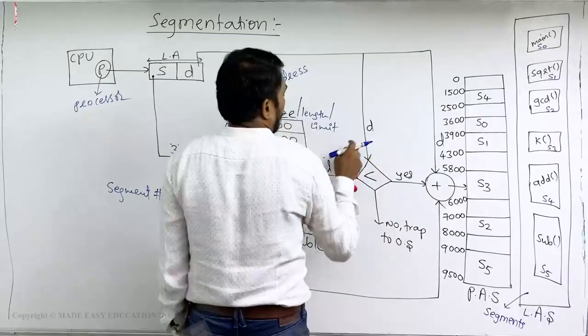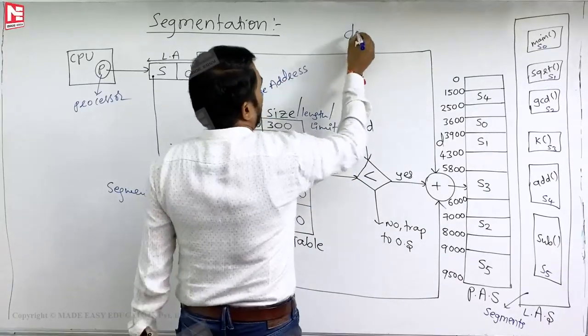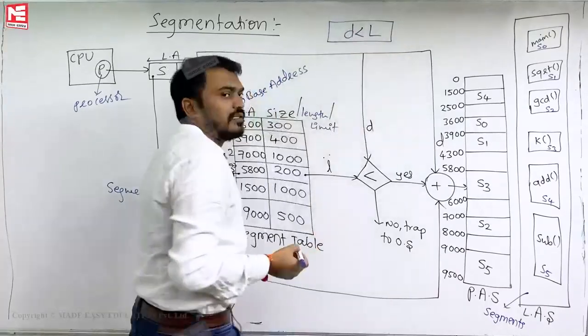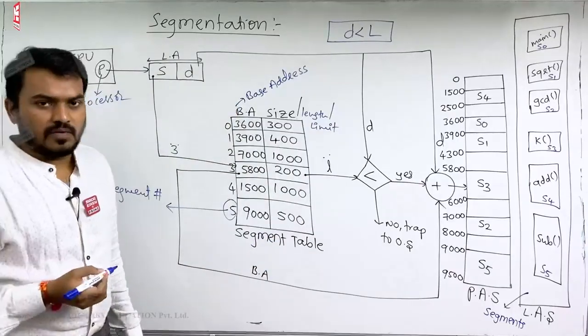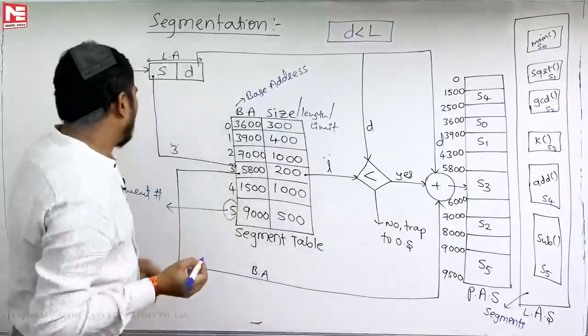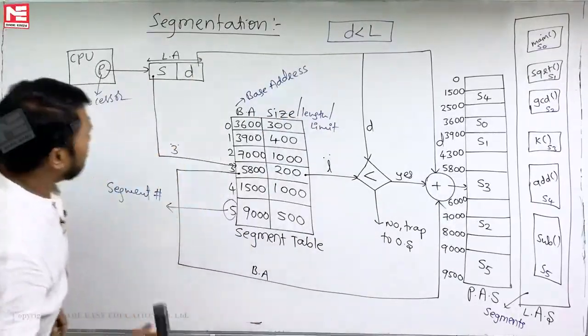Okay, some people are saying it wrong. So what should it be? D less than L. This is the relation you need to follow. So D less than L. Is that clear? Why should D be less than L? What is the meaning of that? Listen to the answer here.